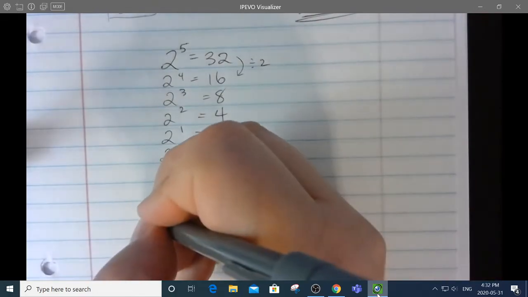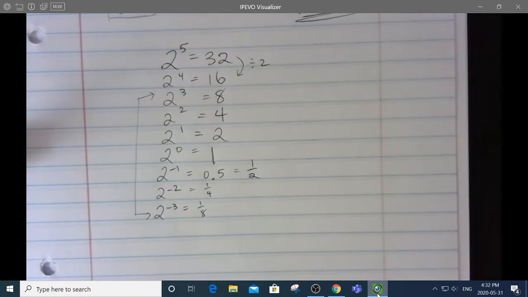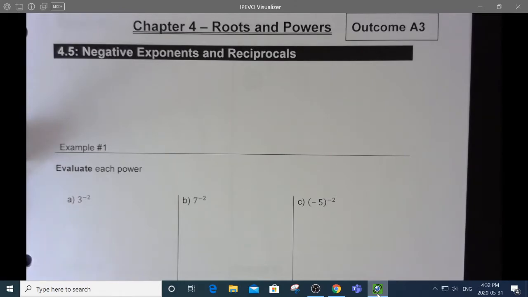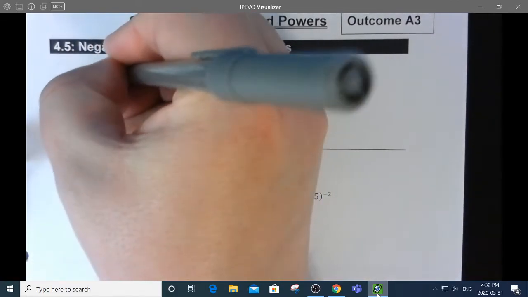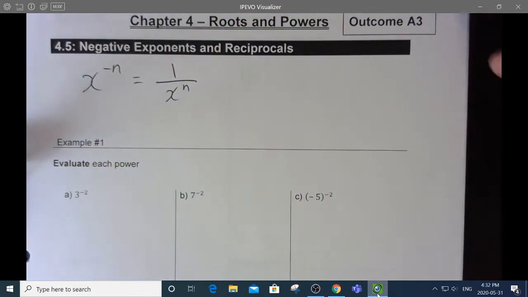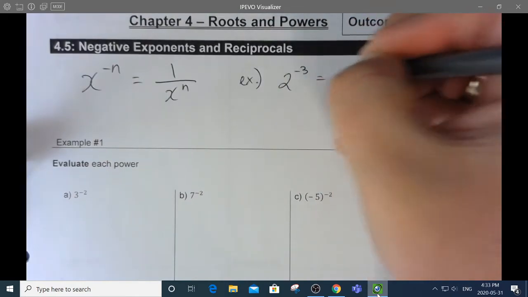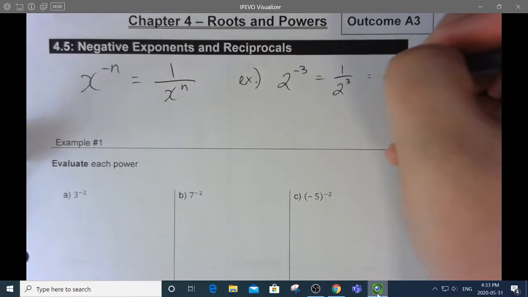Now, do you notice anything? Notice the relationship between these two numbers here, for example? Because if you do, you're ready to fill it in here. We're on lesson 4.5 for roots and powers. And the rule is that x to the negative n is equal to 1 over x to the positive n. Negative exponents make reciprocals. So I'll use the example we just did. 2 to the negative 3 is like saying 1 over 2 cubed. Or, if you like better, 1/8.